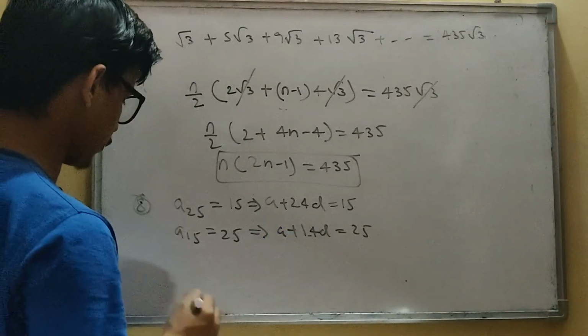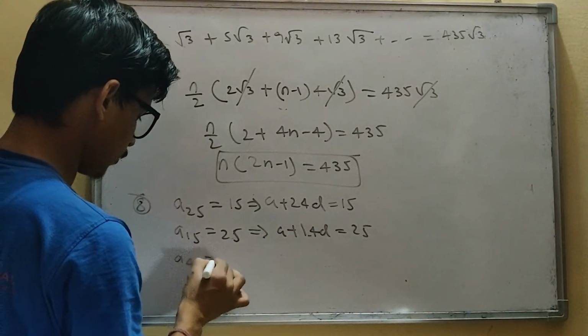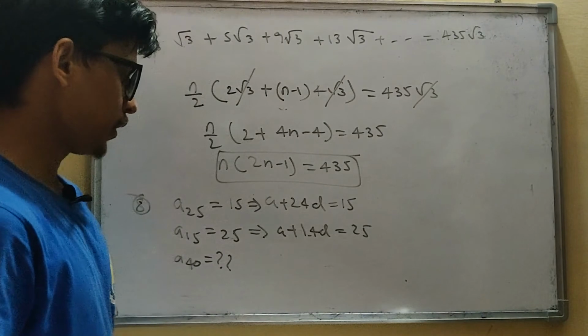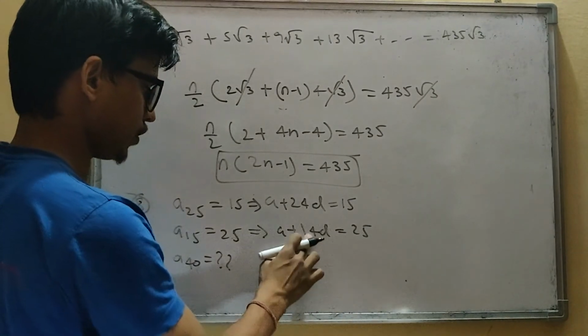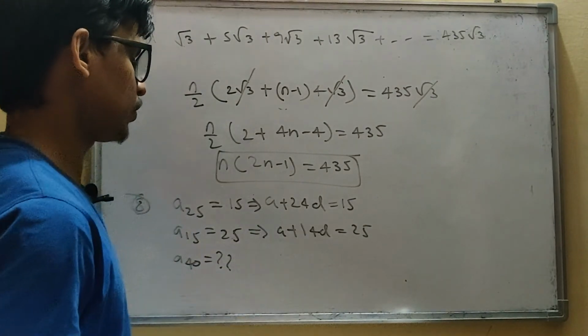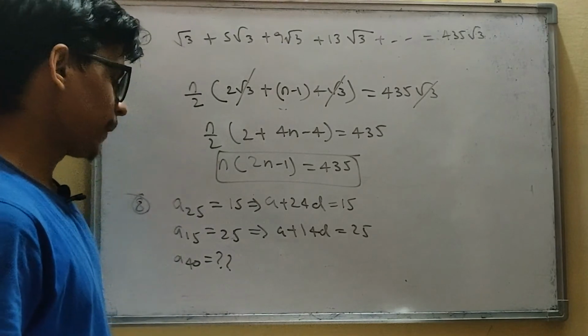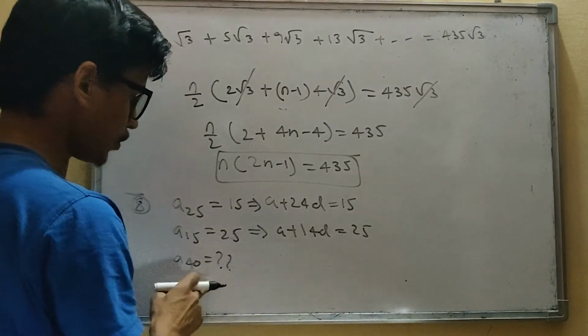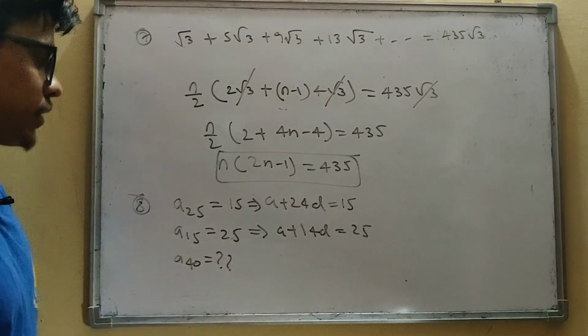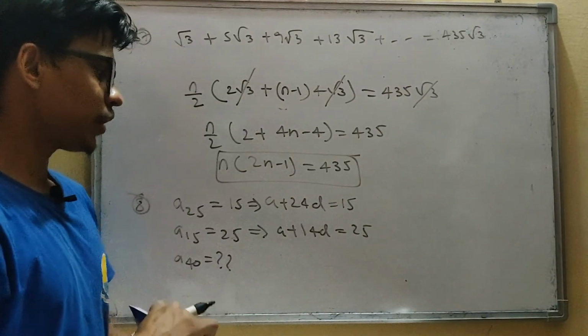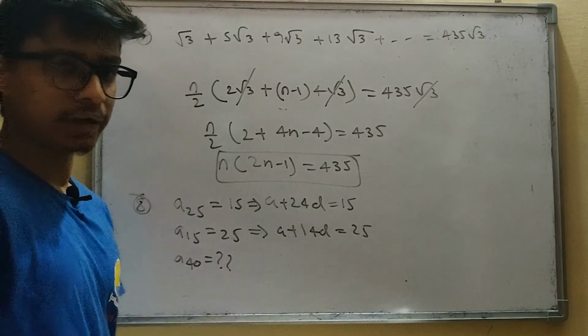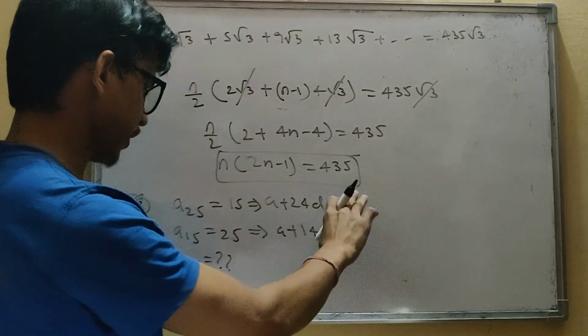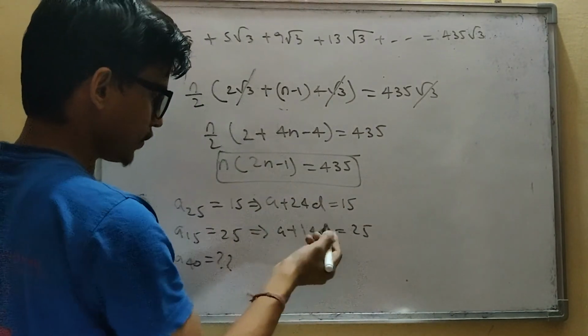So we need to find the 40th term, right? So what is the 40th term? You just subtract them. For calculating A40, you need to find A and D. By substitution method, elimination method, or any method, you can calculate the value of A and D and substitute it over here. So I am just subtracting this.